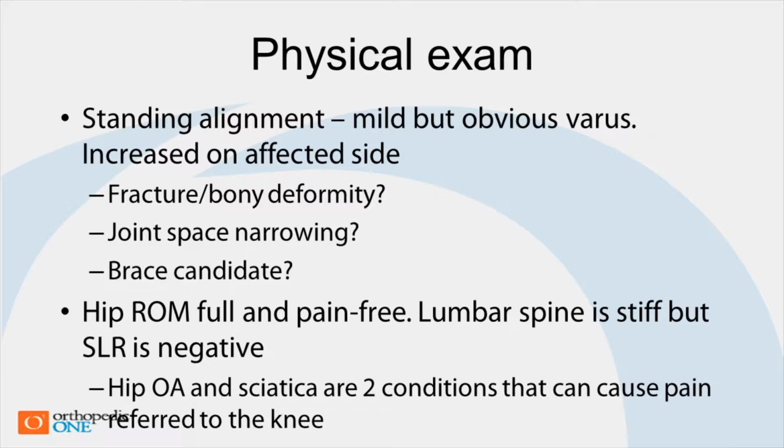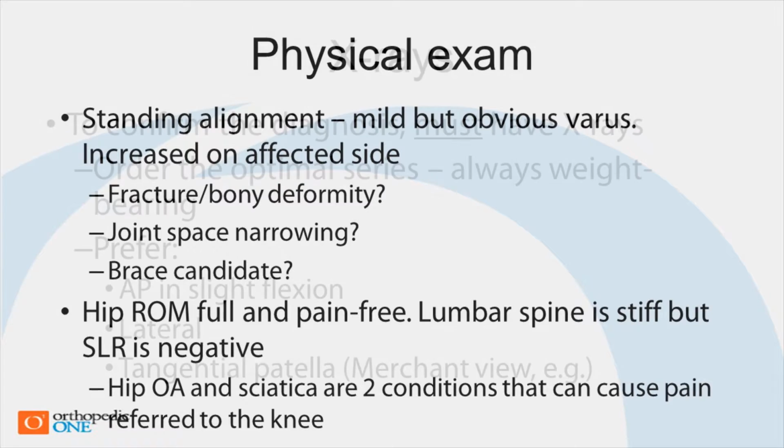The hip range of motion is full and pain-free. Lumbar spine motion is decreased, but straight leg raise test is negative. Osteoarthritis of the hip and sciatica are two conditions that can cause referred pain of the knee, and you should always think of those if the pain pattern is atypical. So that quick screen would be hip range of motion, straight leg raising, lumbar spine range of motion.